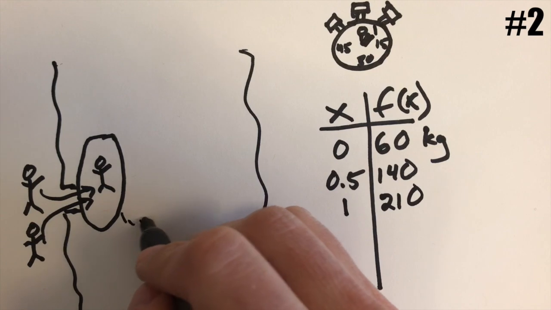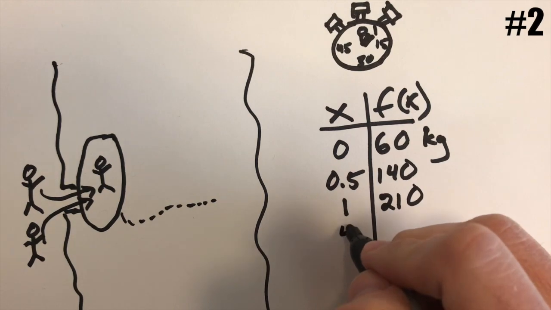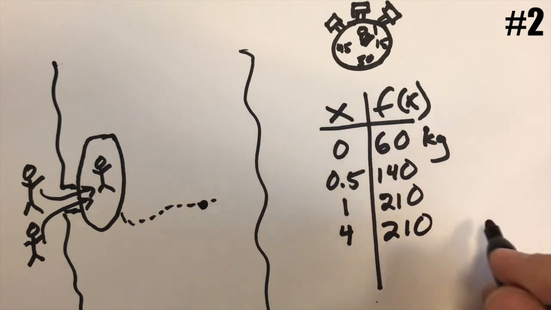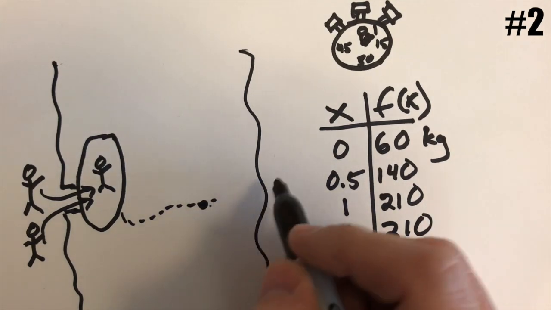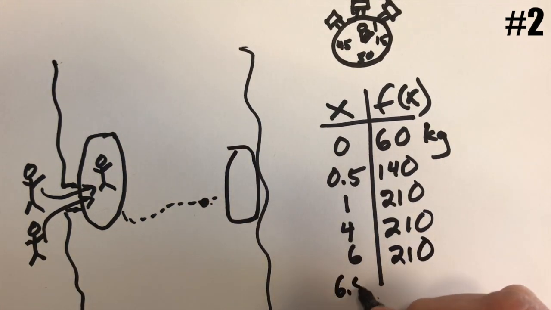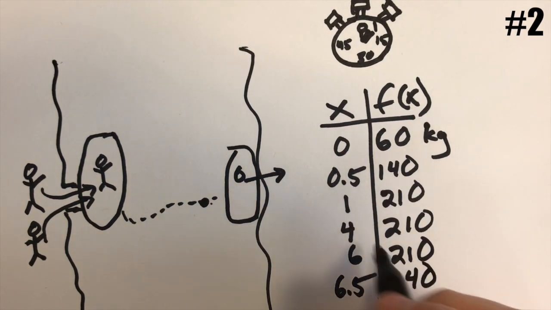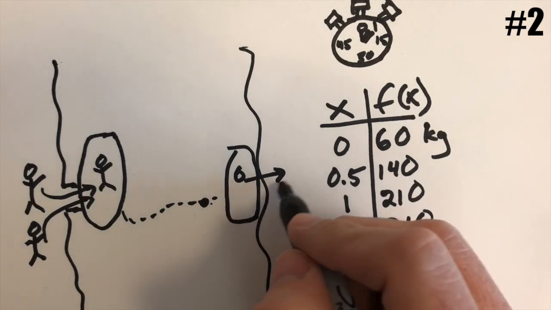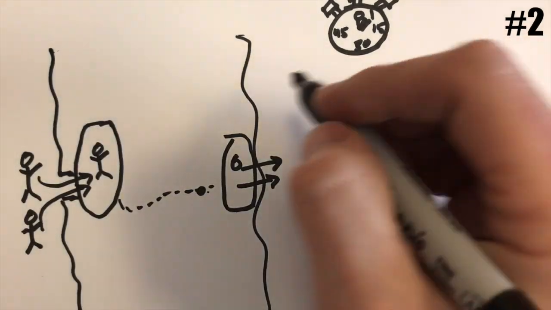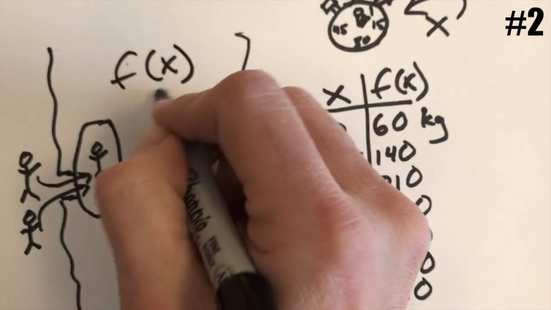Okay. Now the boat takes off, going across the river here. So after 4 minutes, it's kind of halfway across, and it's still at 210. And then after another 2 minutes, it finally makes it to the other side, but it's still 210. And then it takes half a minute for one of the guys to get off, so now it's 140, and another half a minute for the other guy to get off, and now it's back down to 60. So if x is the time, and f of x is the mass, the total mass of the boat.